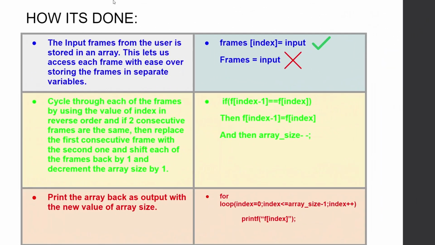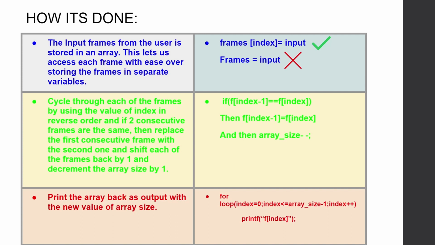Now, how it's done. First, we take our input of number of frames from the user and make an array of that size. The benefit of using an array is that we can condense our code by storing our values in an array over storing in separate variables, which adds complexity.